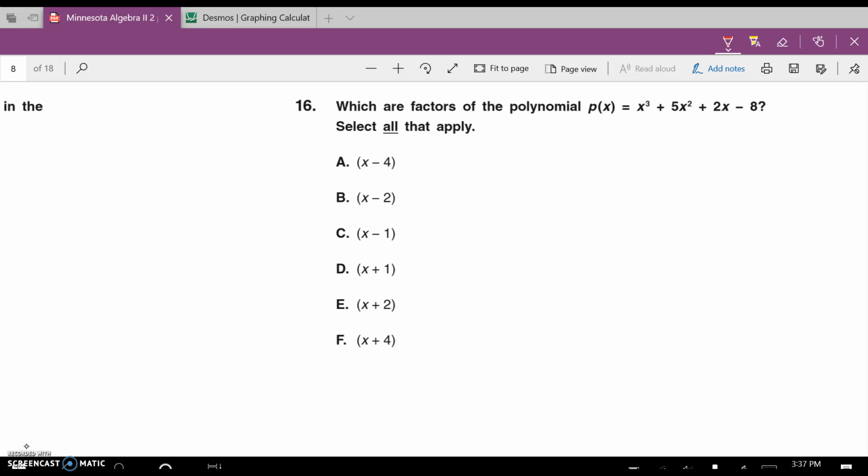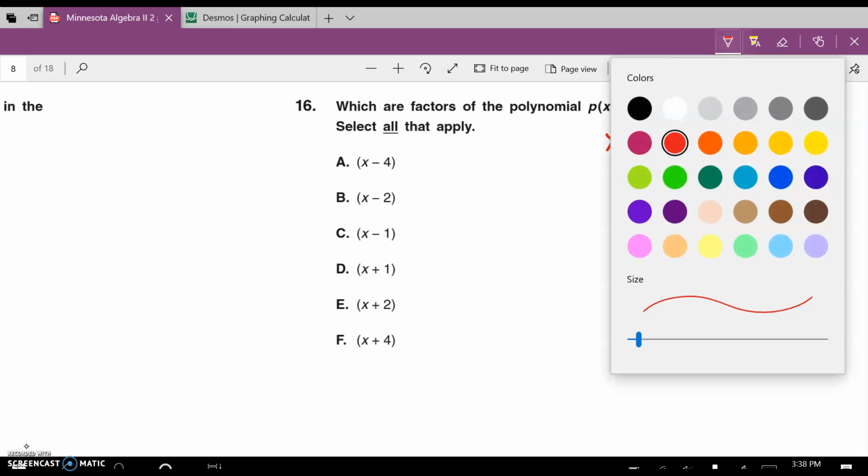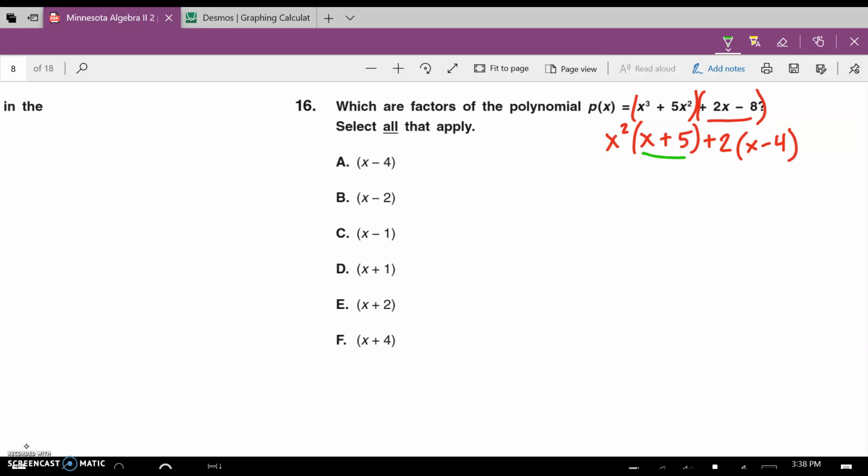Alright, then we have number 16. Number 16 is a 4-term polynomial. Okay, and we know for 4 terms that we are going to use grouping. So when we group this, we have our greatest common factor of the first one, which is x squared, and we're left with x plus 5. We have our greatest common factor of the second one, which is 2, and we're left with x minus 4. Now, if you notice something here, what we have inside the parentheses is supposed to match. We're supposed to have the same thing. And on this one, we have x plus 5 and x minus 4. That's not the same thing. Okay, so grouping doesn't work here.